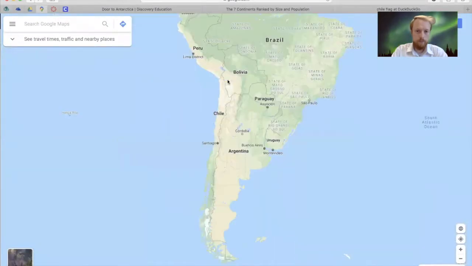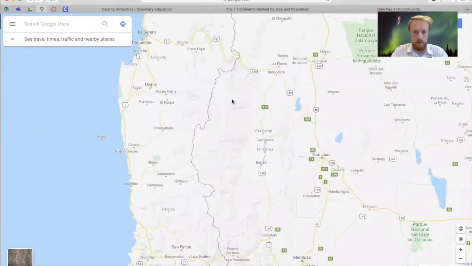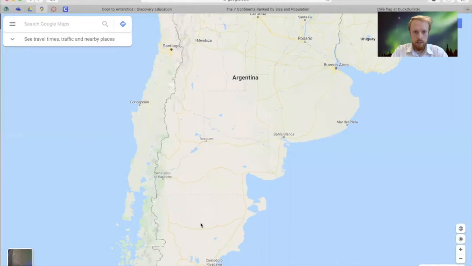Right here. It's very narrow, and the reason why is because it has all kinds of mountains right here. Those Rocky Mountains that continue down. They're called the Andes Mountains, right? But anyway, Argentina then, on the east side of the mountains, is very flat.